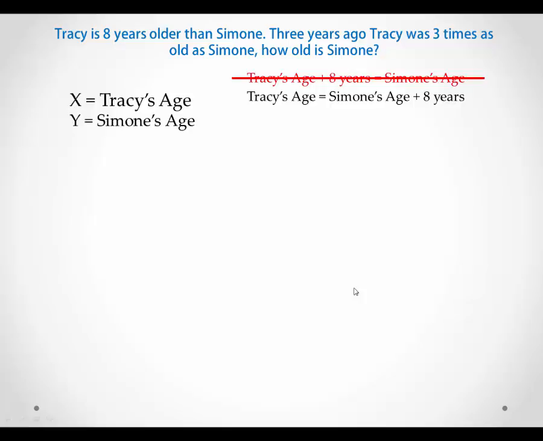So if Simone is 10, plus 8 years to 10 years would be 18 years. So therefore, Tracy's age would be 18 years. So as you can see, Tracy would be the older of the two.